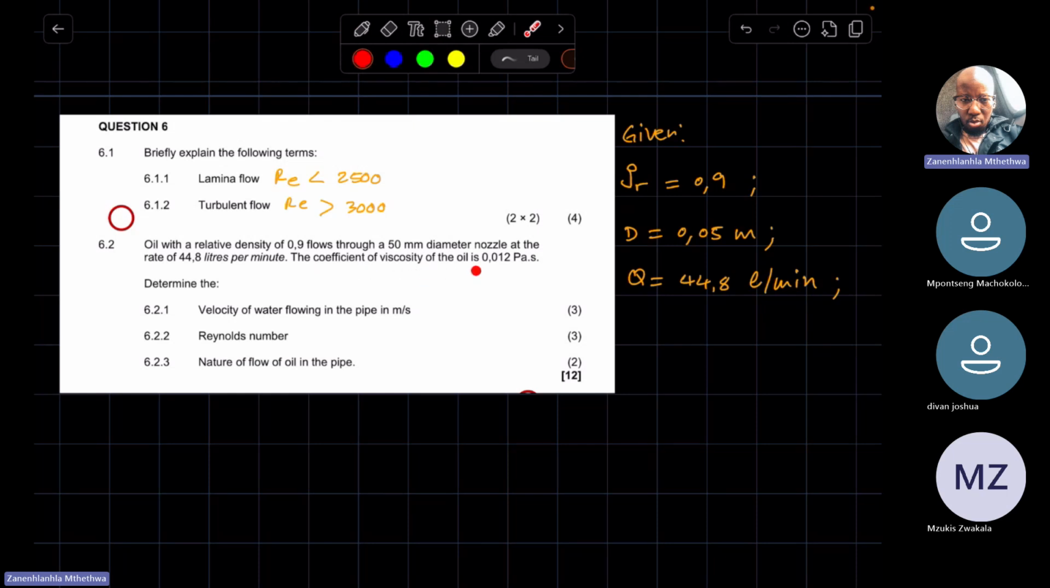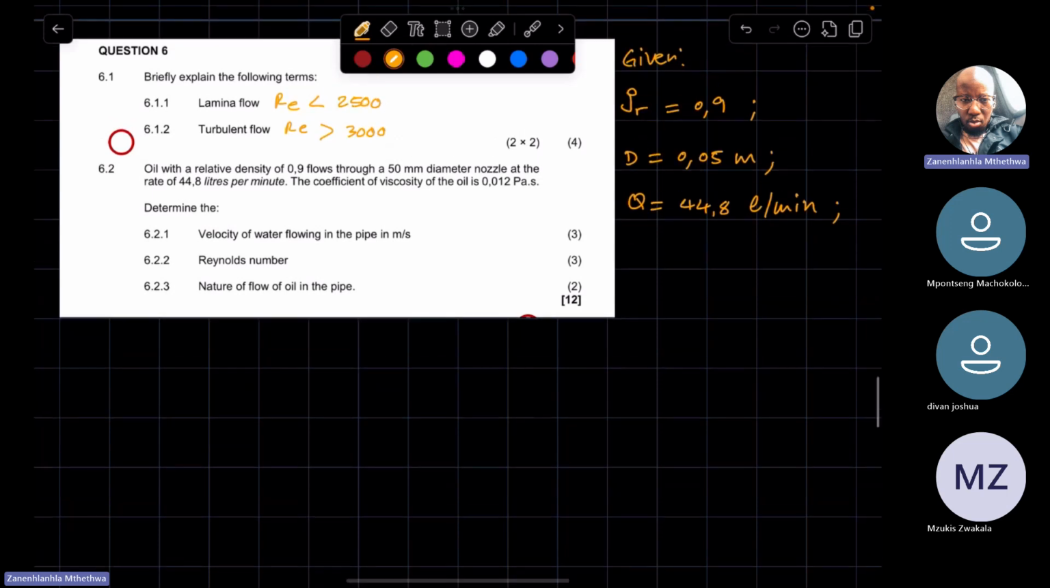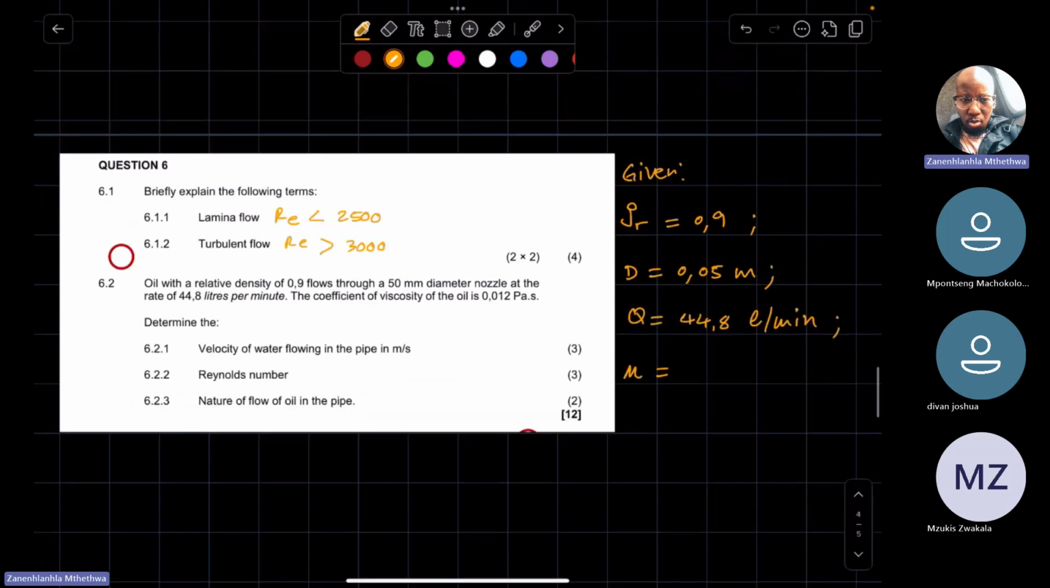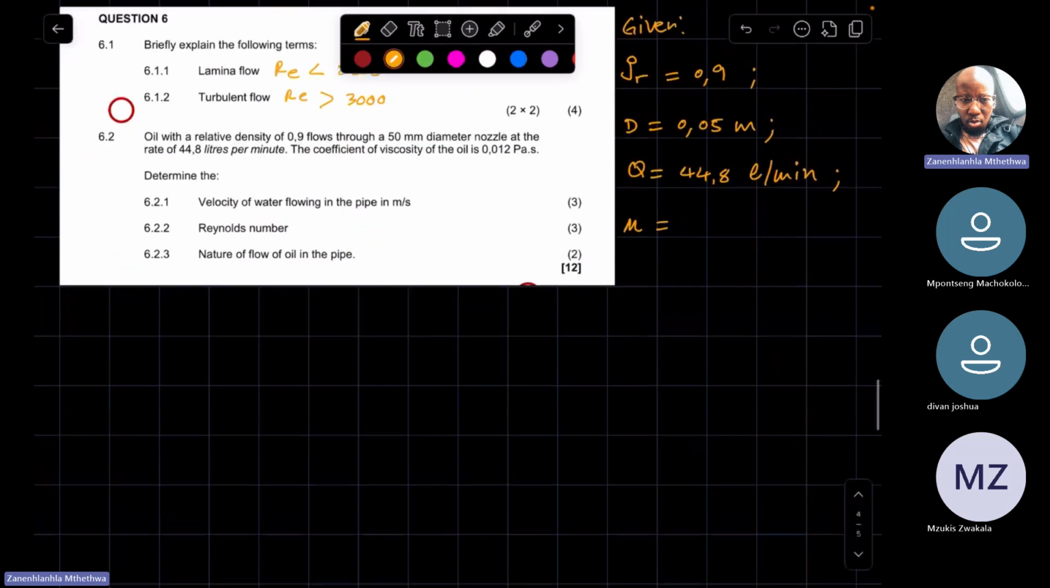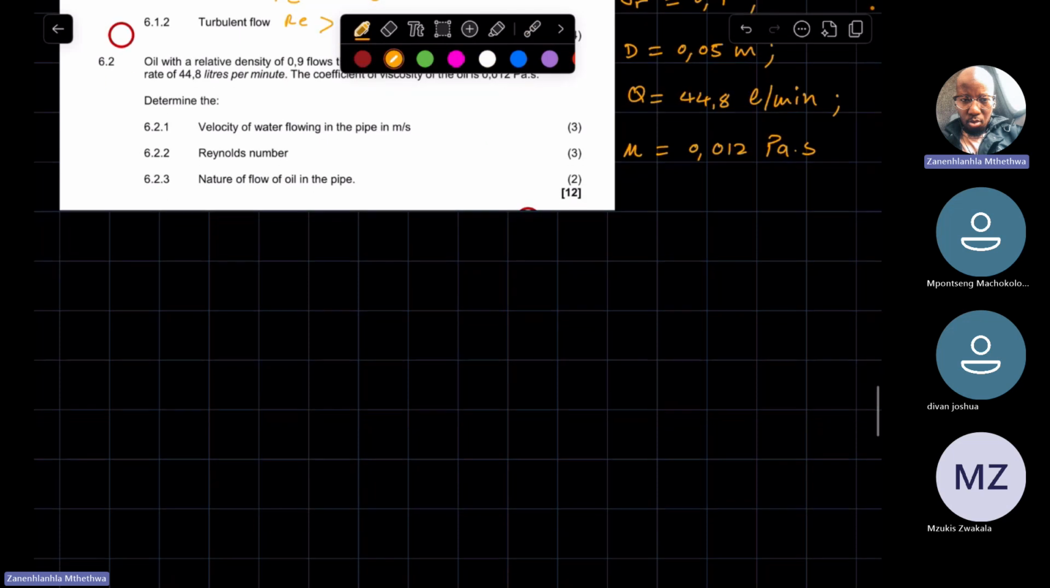Coefficient of viscosity of oil is this. The symbol we use for coefficient of viscosity is referred to as mu. So this is equal to 0.012 Pascal second. The standard unit of measurement for mu is Pascal second, so this you can use exactly as it is.